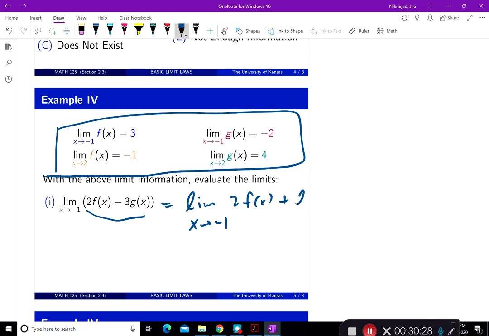Then I use the law of sum. Then for each term, I use the law of coefficient. So this one comes out, and then that one comes out, and I'm going to use a negative sign because plus minus is negative.